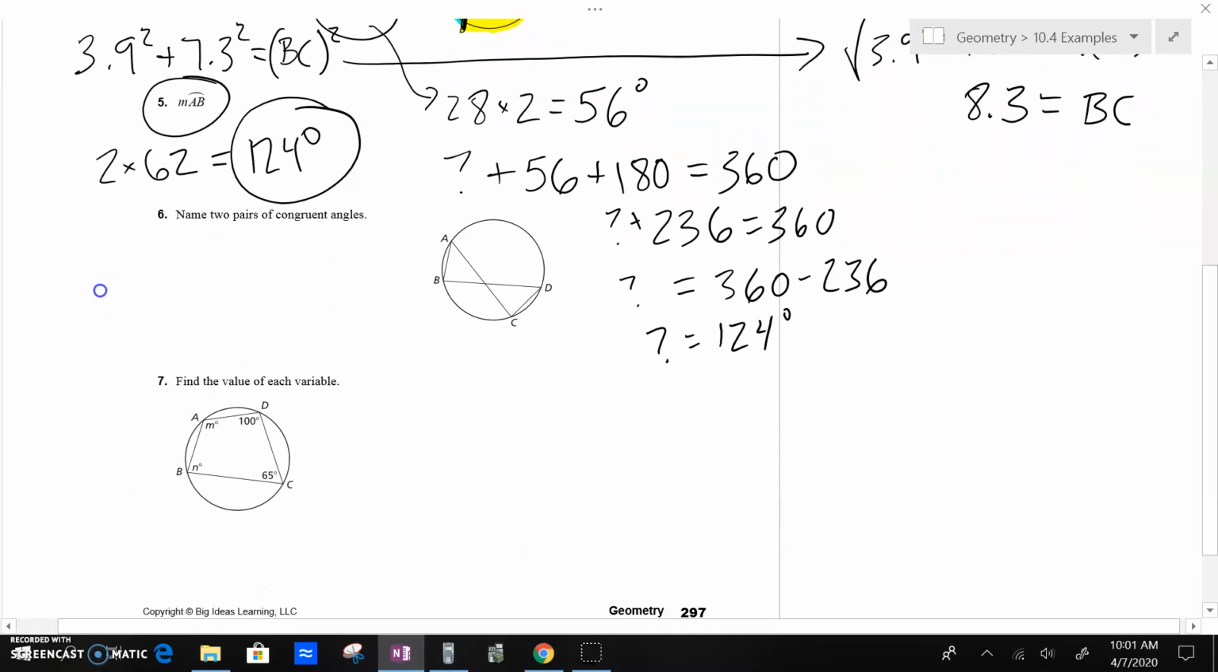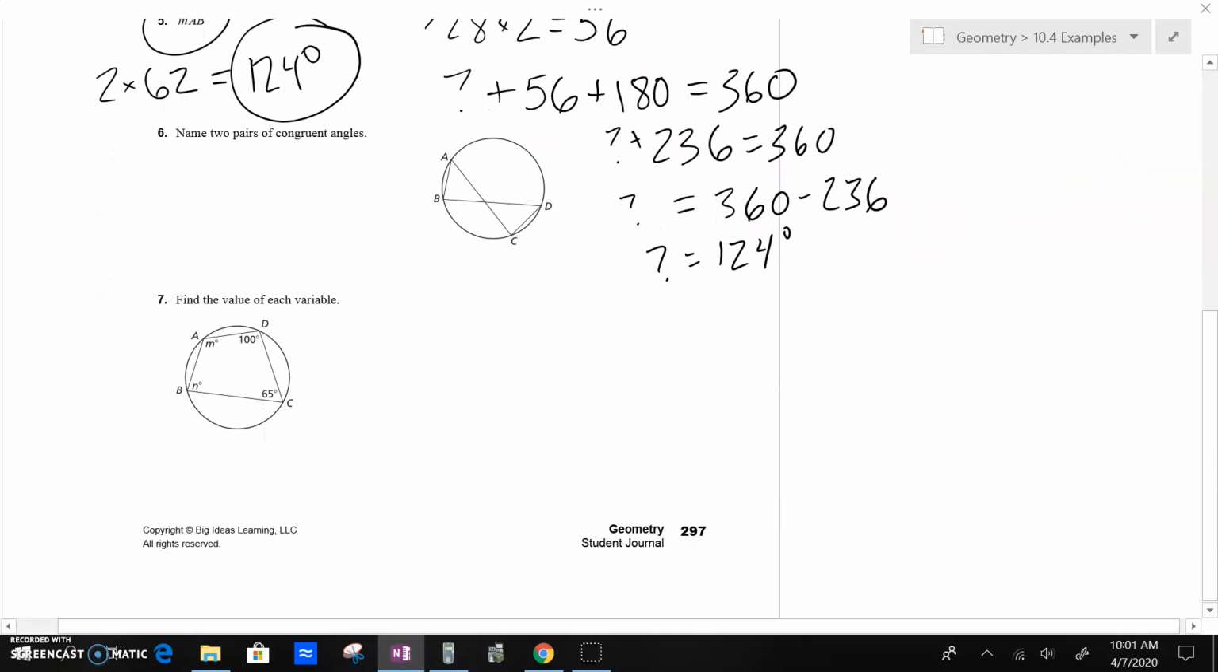Questions 6 and 7 are a little bigger pictures and they're standalone. So question 6 is name 2 pairs of congruent angles. What we're going to be looking for are angles that outline the same arc. So I'm just going to start with angle A, and I'm honestly just making a guess at what to start with. As I look at angle A, it goes down and hits at B, it goes down and hits at C. So if we can find some other angle that hits at those same 2 points, they will both outline the same arc.